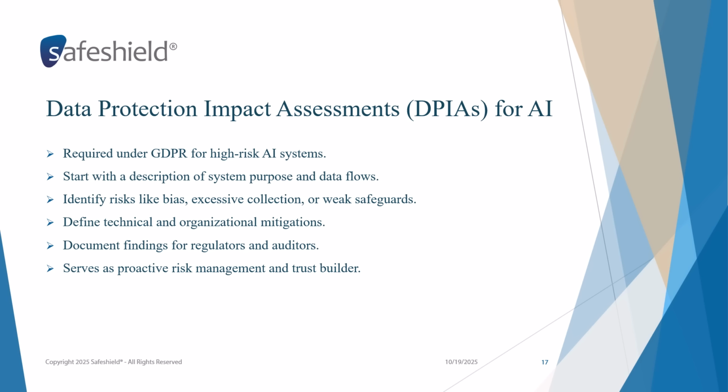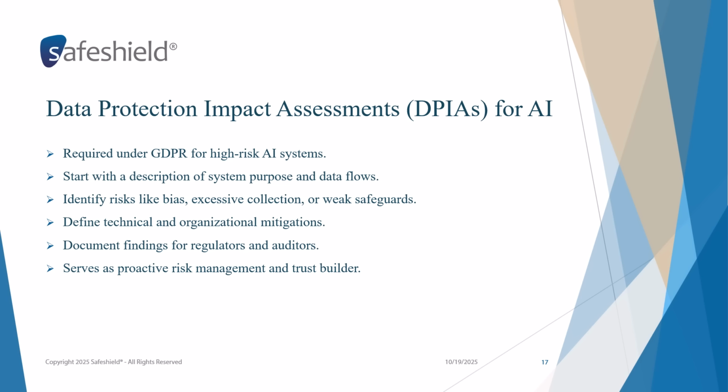A data protection impact assessment, DPIA, is a structured process to identify and minimize privacy risks before deploying an AI system. Under GDPR, DPIAs are mandatory for high-risk processing activities, which often includes AI systems that involve profiling, sensitive data, or automated decision-making. For AI, a DPIA begins with a clear description of a system, including its purpose, data flows, and decision-making logic. Next, organizations must identify potential risks to individuals' privacy, such as excessive data collection, bias, or the inability to honor deletion requests.